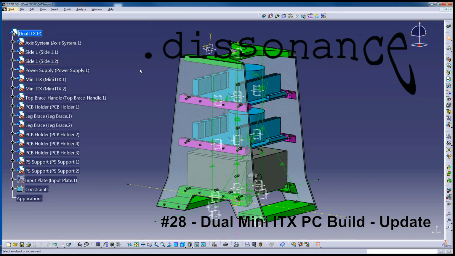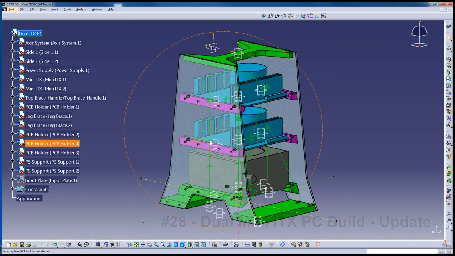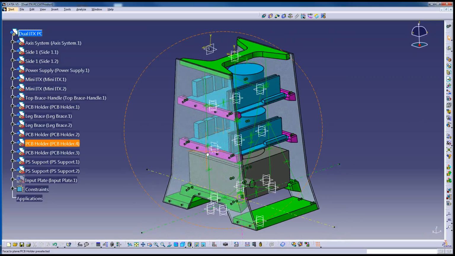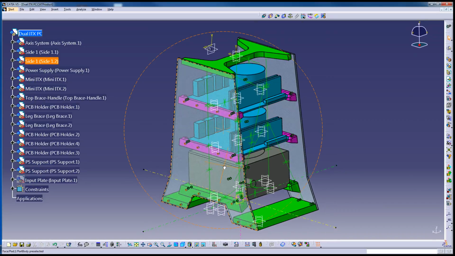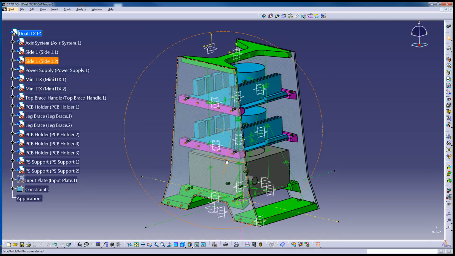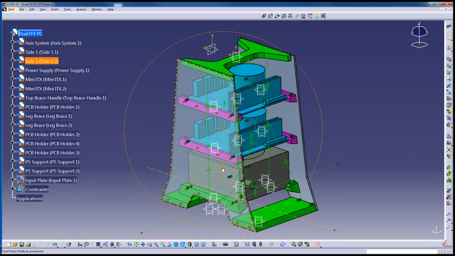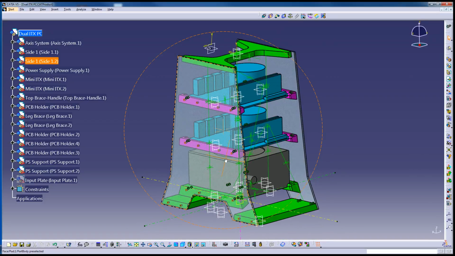So I finally have an update for the dual PC mod that I've been working on. I haven't let it go. It was the holidays, of course, so other things got a little bit of attention, but I have been working on it here, and I just wanted to show what some of the problems were, what I was trying to work on here.